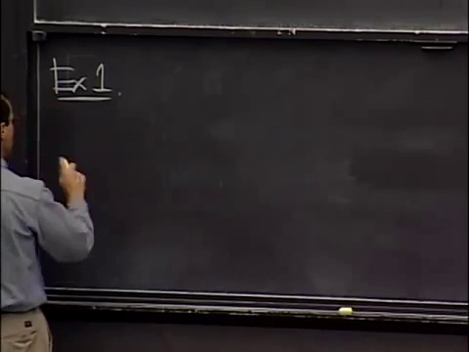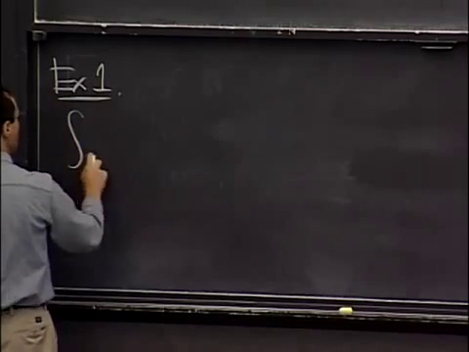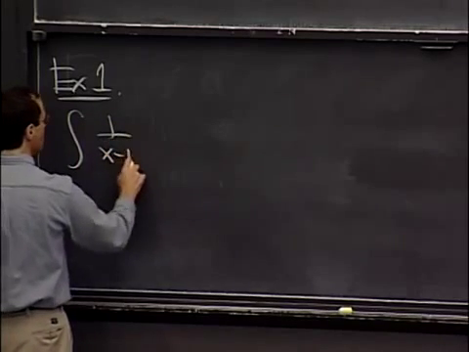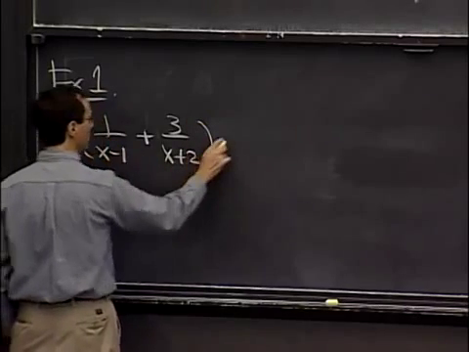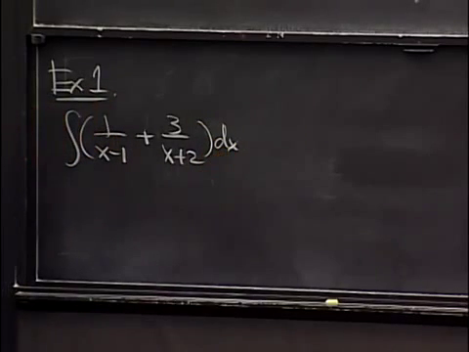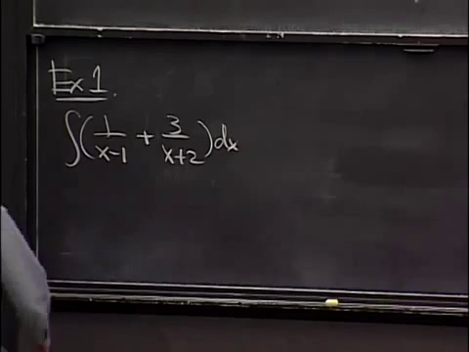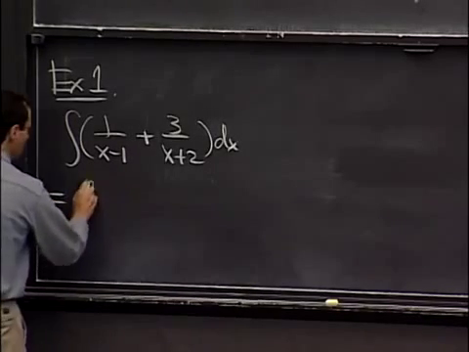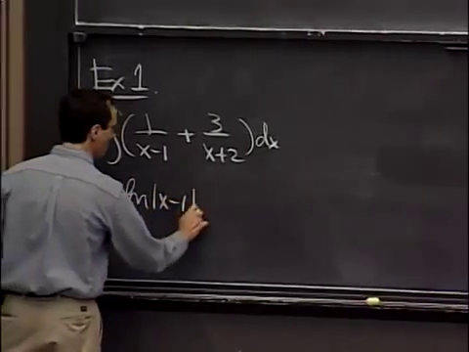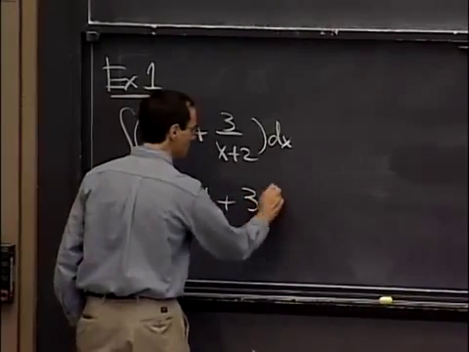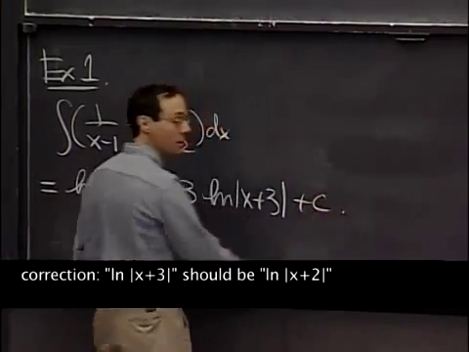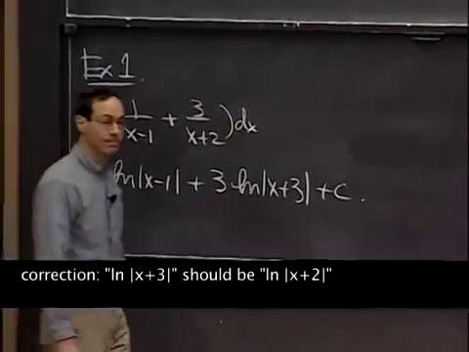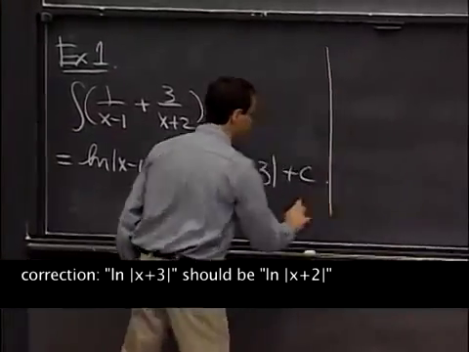The example is to integrate the function 1 over x minus 1 plus, say, 3 over x plus 2 dx. Now that's easy to do. We already know the answer. It's natural log of x minus 1 plus 3 times natural log of x plus 2 plus a constant. So that's done.